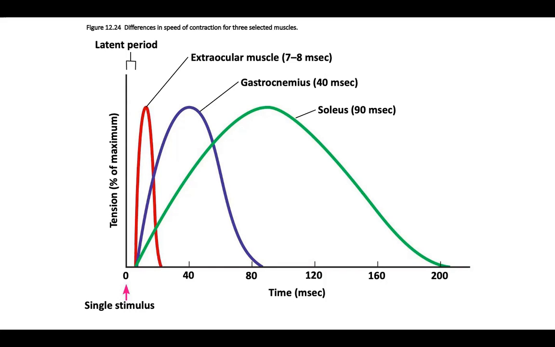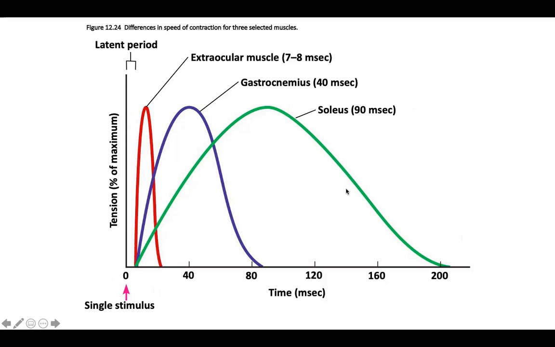And then contrasting that to a much slower fiber, the soleus muscle. The soleus muscle can get to its maximum contraction in about 90 milliseconds, okay? And so we can see that it takes a long time for this muscle to get to its peak of contraction, much less complete its contraction in its entirety. And so within that time, we can have an extraocular muscle complete 3, 4, 5 contractions fully in the time it takes a soleus to complete a single contraction.